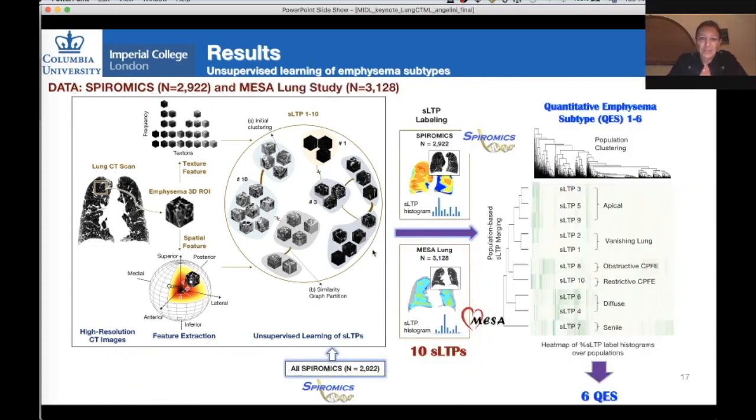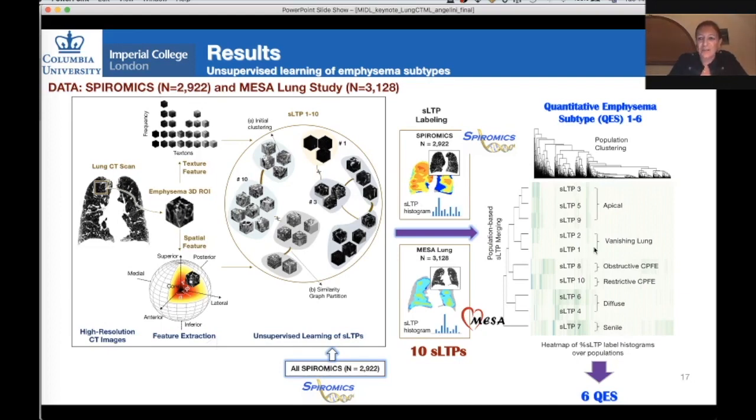Moving on, we retrained again using the whole SPIROMICS cohort now, and we decided that that would be our final SLTPs. So with those, which ended up again to be 10, we moved on and labeled all these individual scans in SPIROMICS and in MESA, leading to those very nice maps, but also to histograms, which are a kind of signature of emphysema in individual subjects.